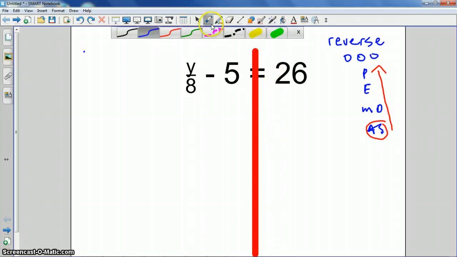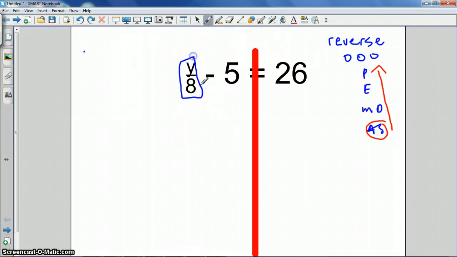So once again, you're going to look at your variable, and what's right there with it, kind of touching it, would be divided by 8. So we're going to box all this in. Then we look at this and say, well, what's the inverse of subtracting 5? It would be adding 5. So we do that first, whatever's not touching the variable. Add 5 to both sides, just like that. That cancels, and we're left over here with y over 8.